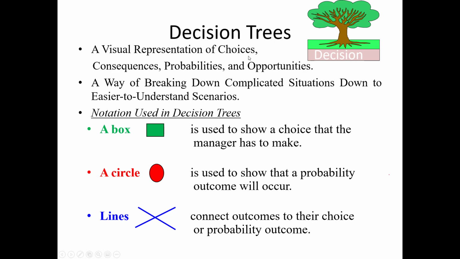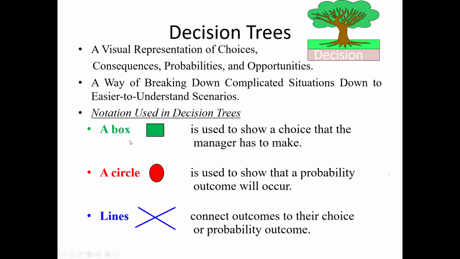So for this purpose, we will construct a decision tree. You can see from this tree, there are different options. These are the main options. And when you go from the branches down, this will be the outcome. So it is a way of breaking down a complicated situation into an easier to understand scenario. So we have different options, different chances, different consequences, different probabilities, different opportunities. What to do, what not to do, should we invest, should we not invest, should we take that action or not. For this purpose, we will construct decision trees.